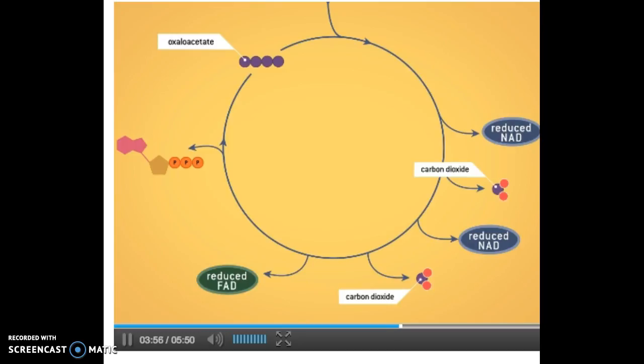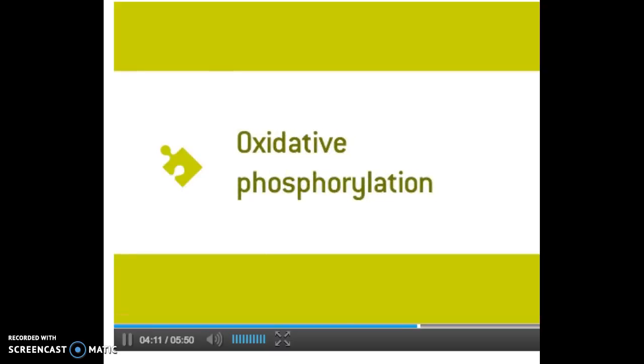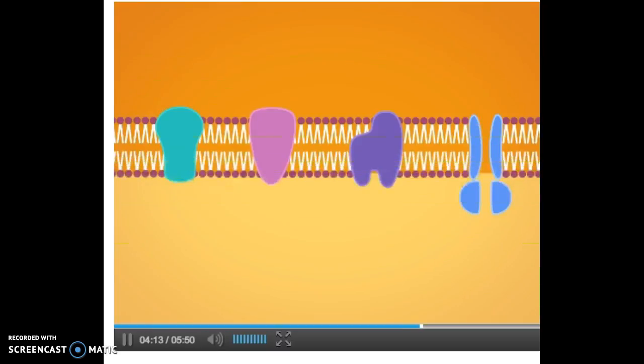2 carbon dioxides, 2 more reduced NADs, and 1 reduced FAD are produced during each cycle. 1 molecule of ATP is produced by substrate-level phosphorylation. Most ATP generated by aerobic respiration comes from oxidative phosphorylation, as electrons are transferred along an electron transfer chain.